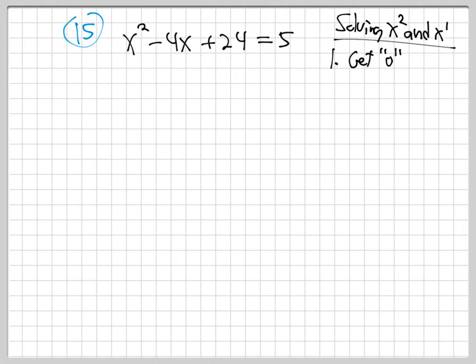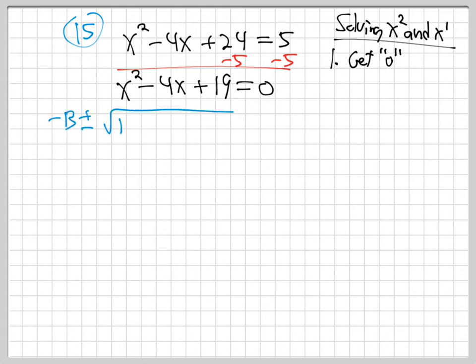You can't have a number on the right side other than 0. You got to have 0. That's why I simply wanted to remind you on this problem. So what's our first step? We got to get rid of that 5. So just subtract 5. This is the first time they haven't given us 0 on the right side. So we have to do that. So x squared minus 4x plus 19, and now you know step 2, go to the quadratic formula.